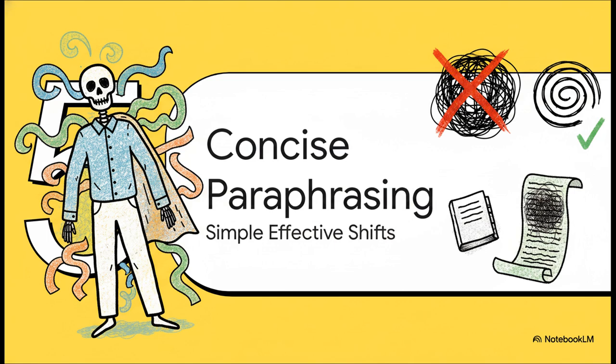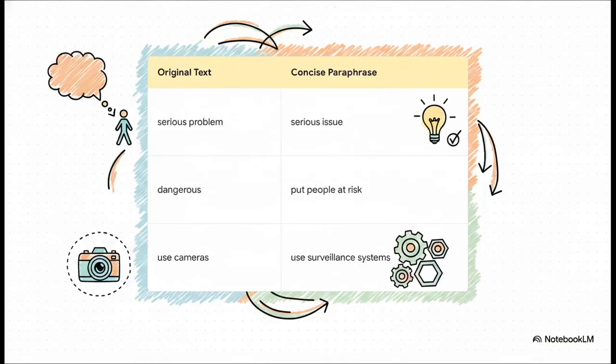Next up, section 5, concise paraphrasing, making simple, effective shifts. So many people totally panic at this stage, thinking they need to use incredibly complex academic vocabulary. You really don't. You just need simple, effective shifts. Take a look. Serious problem easily becomes serious issue. Dangerous transforms into put people at risk. Use cameras becomes use surveillance systems. See? You are just proving to the examiner that you understand the concept well enough to explain it in slightly different, but still very simple terms.